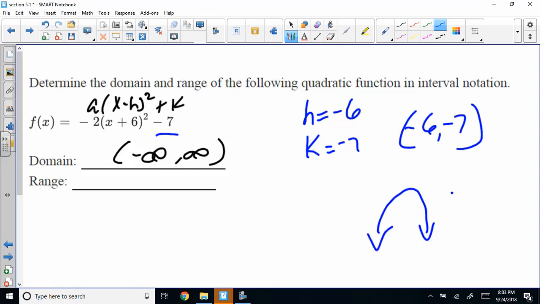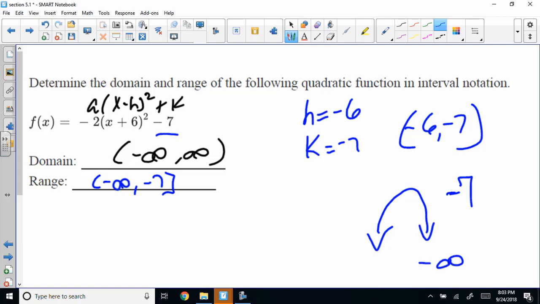Now, which way is it opening? Down, right? So the lowest point is who? Negative infinity, right? What's the highest point on the y? Negative 7, is it not? So it's a parentheses, and it'll always have a bracket. You'll have a parentheses for the infinity or negative infinity, period. And then the other number will get a bracket because that is a fixed point, right? And it's included.